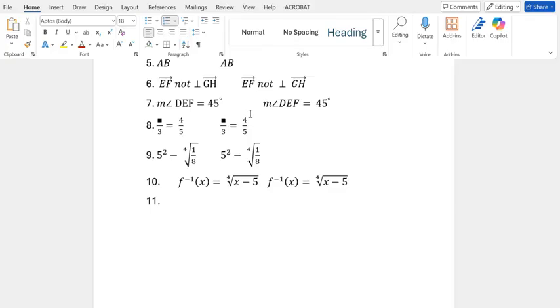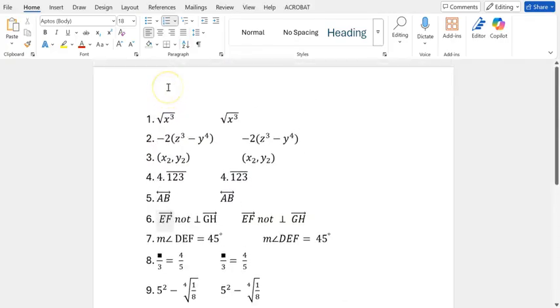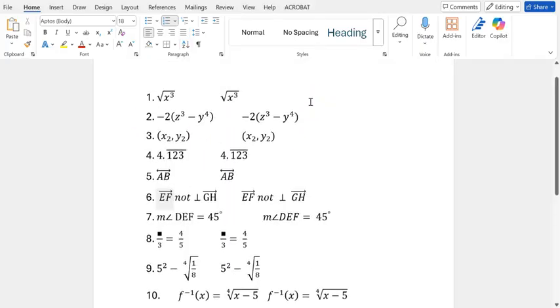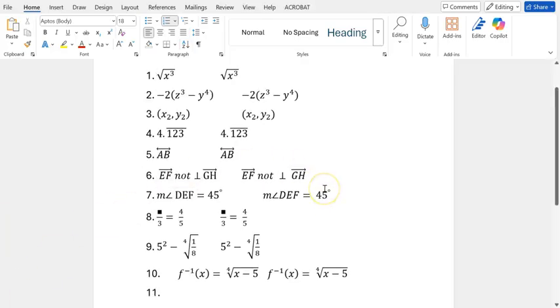Okay, and this is how to use equation editor. I hope this was helpful for you. And whoever finds how to get that not perpendicular symbol is going to win a prize.